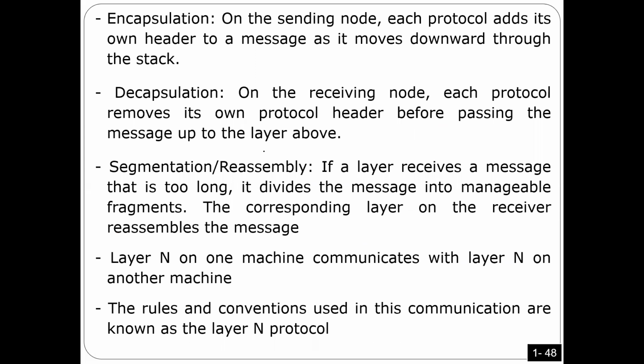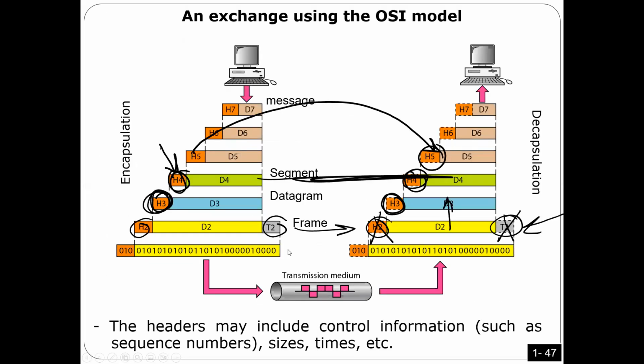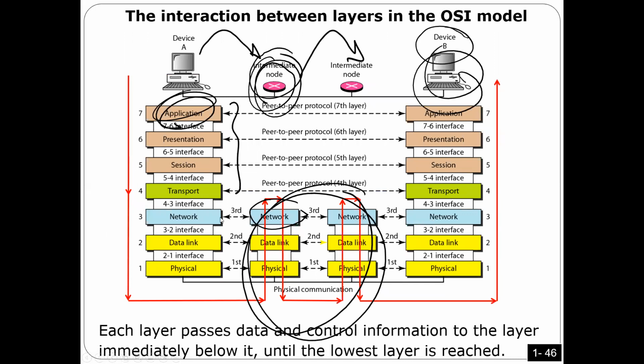Also, I already explained the idea of segmentation and reassembly: when you cut the message into small packets and then you reorder and reassemble them. As I told you, the upper layers, 4 to 7, communicate end-to-end. But the lower layers, 1 to 3, communicate with the same layer on the next hop. So the first 3 layers go from here to the next hop, and the other layers are end-to-end.